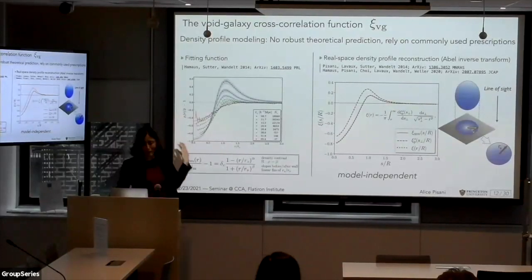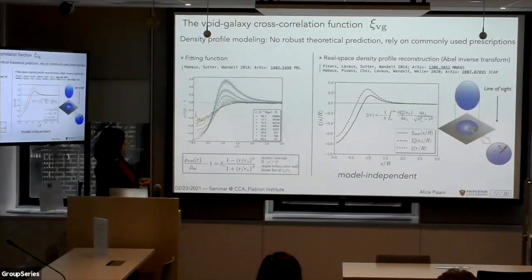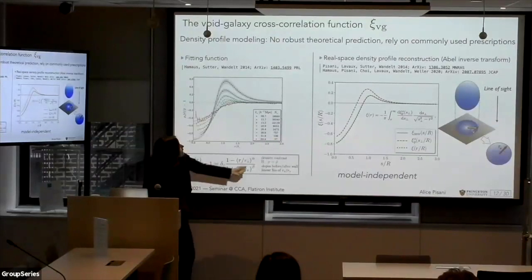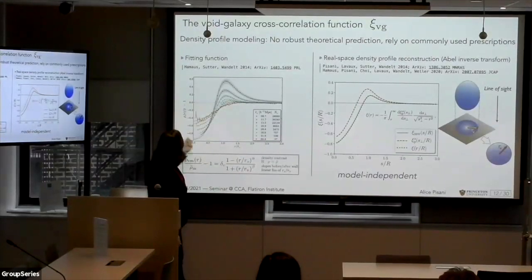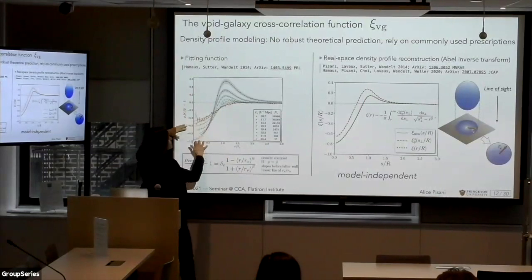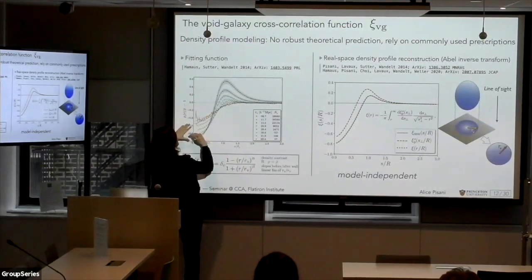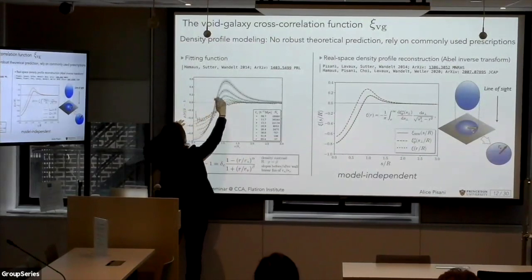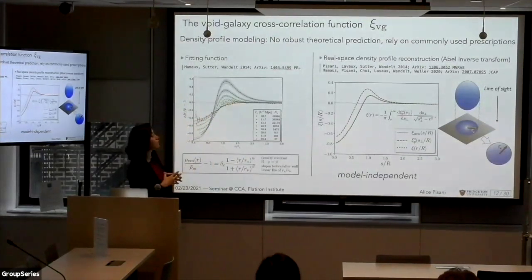Is there a theoretical prediction for this density profile? Unfortunately, we don't have any that fits well what we see in observation. So what people have been doing is to rely on commonly used prescriptions, such as the fitting function that you can see here, that is able to fit voids of very different sizes and a different redshift. You see, this is a density profile of a void with an underdensity and then the wall enclosing our void.